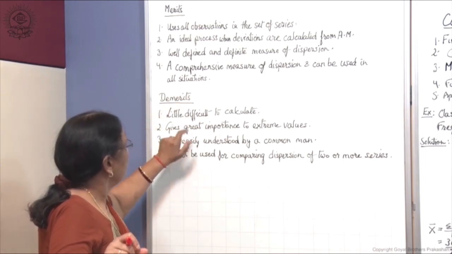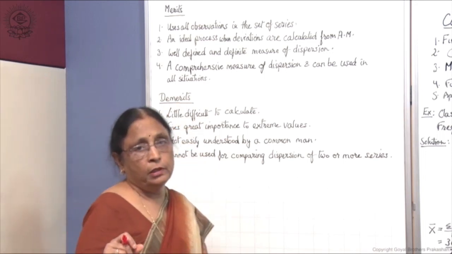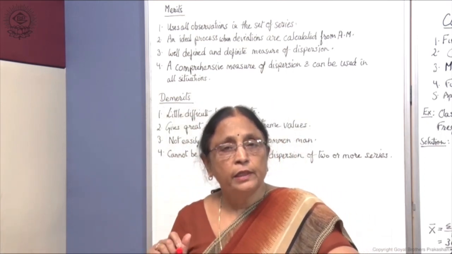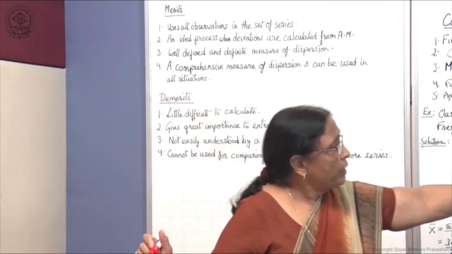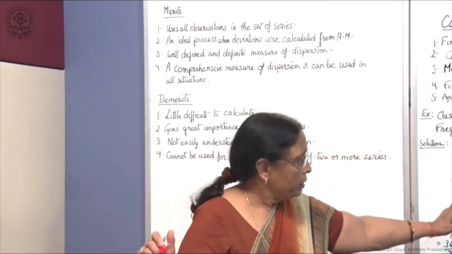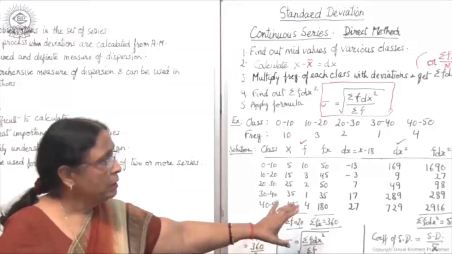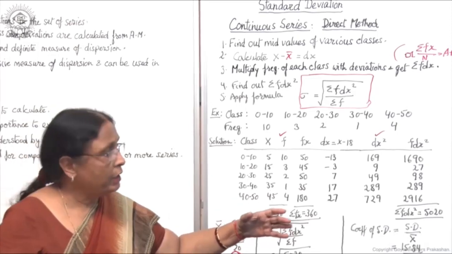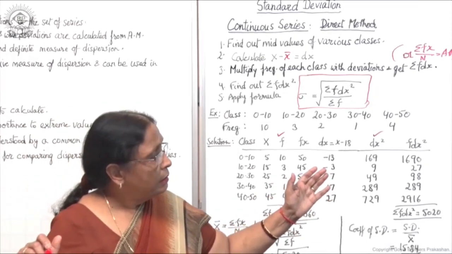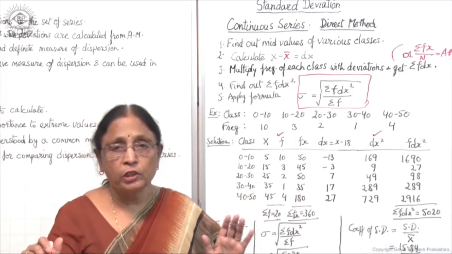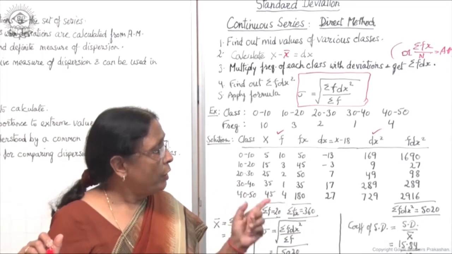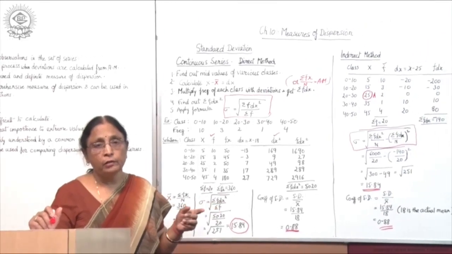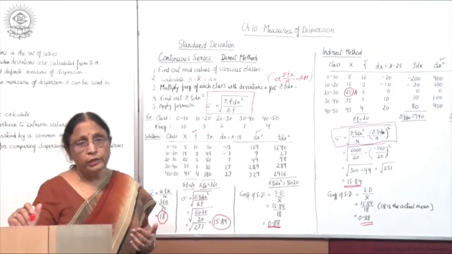Now demerits: little difficult to calculate. It is a little difficult to calculate in the sense that you need to make many columns and the formula is a little difficult, but I must say that it is not exactly difficult, but a little elaborate in comparison to other measures of dispersion, and you have to take out the square root also, which some of you may find a little difficult, but you have to learn that also.